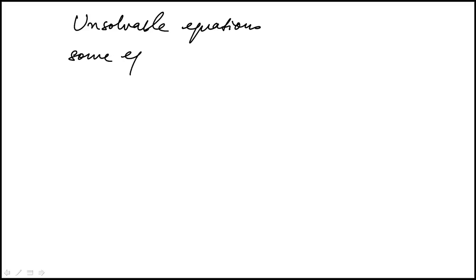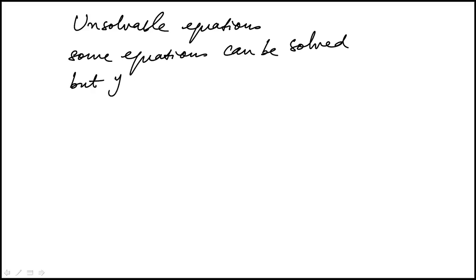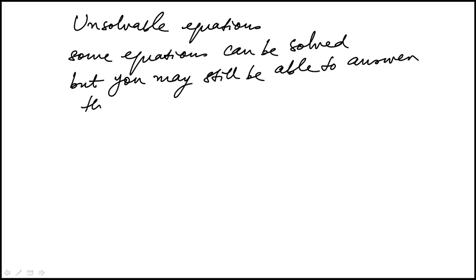The other type of problems you might encounter are what are called unsolvable equations. By unsolvable equations, what I mean is that some equations can't be solved, meaning there might be some unknowns in the problem, but depending on how the question is phrased, you may still be able to answer the question. And so the key is really to pay attention to the question. And I'll give you a simple example.